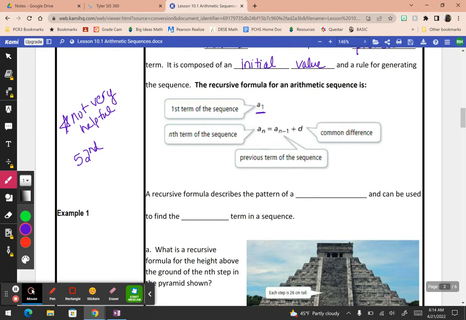Okay. So let's go through what this formula is. All right. So the recursive formula, again, this is the recursive one.